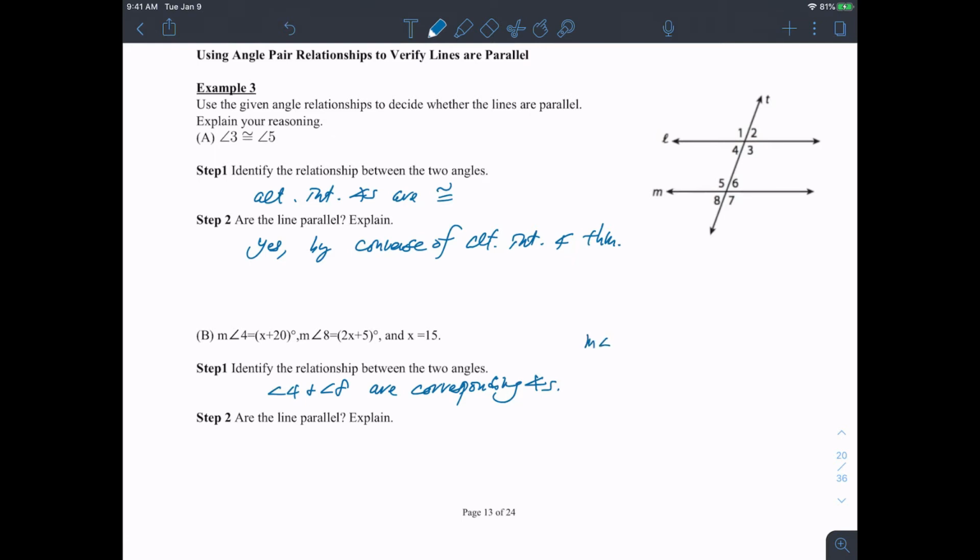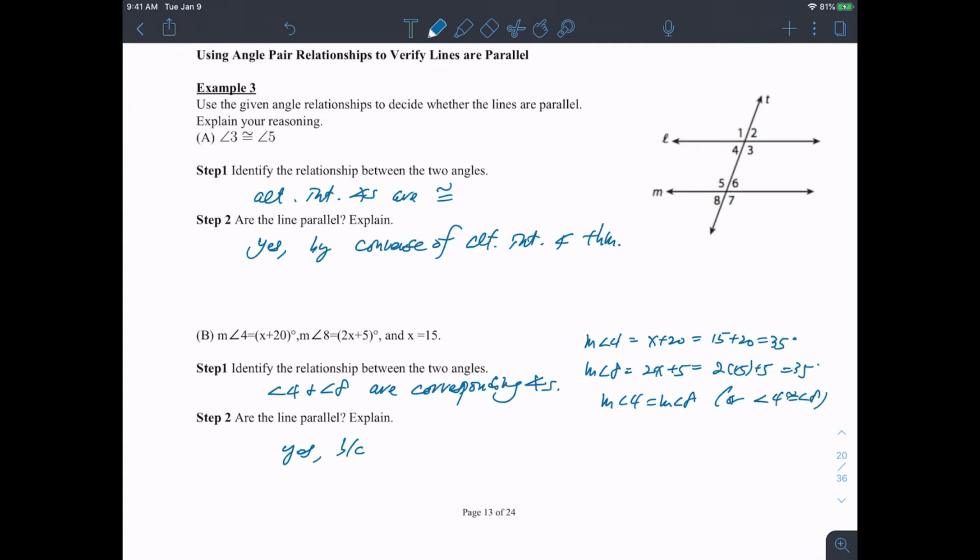Angle 4, according to this, is x plus 20. X is 15 though, isn't it? Plug in 15. That's 35 degrees. Angle 8 is 2x plus 5. That's twice the 15 plus 5. That's 35. Oh, they're equal to each other, right? Yes. So here we go. Angle 4 is equal to angle 8 by substitution property, or we could say transitive property, right? So they're congruent, if they have the same measurement.